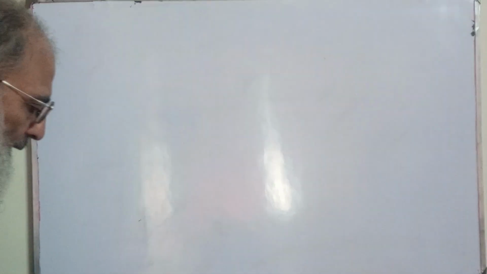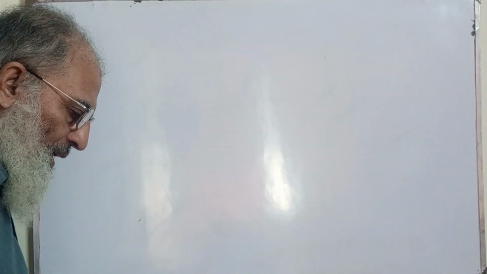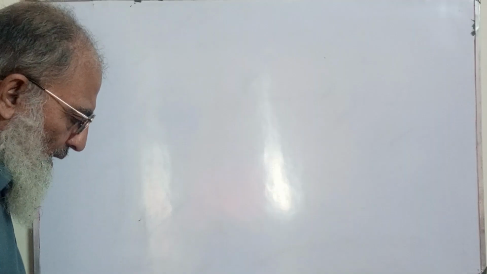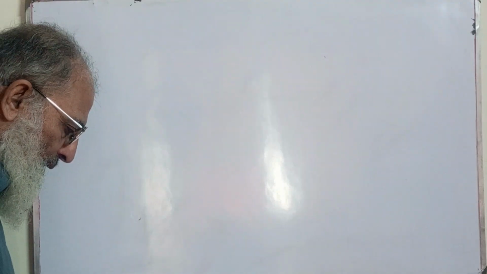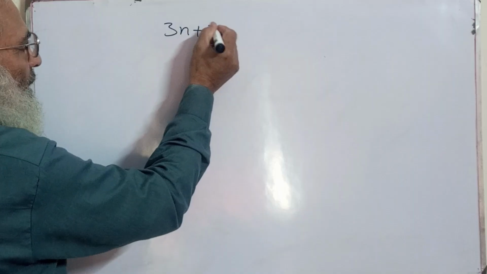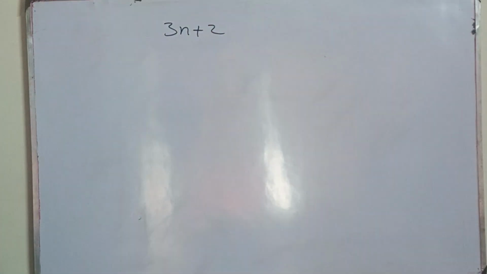Well, students, we just finished example number 1, which was very easy, and it was explained in terms of term-to-term rules. And we formulated a specific formula for that. That was 3n plus 2. But you will see how we are formulating another formula instead of this.